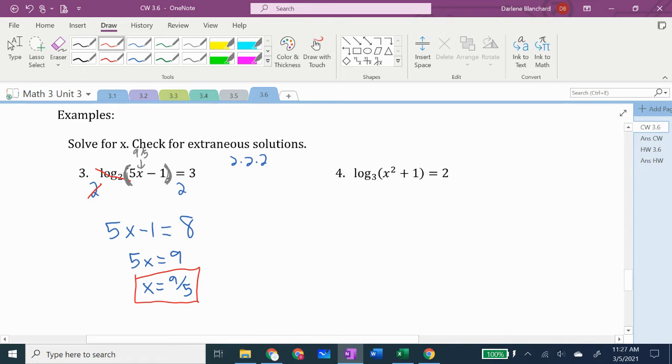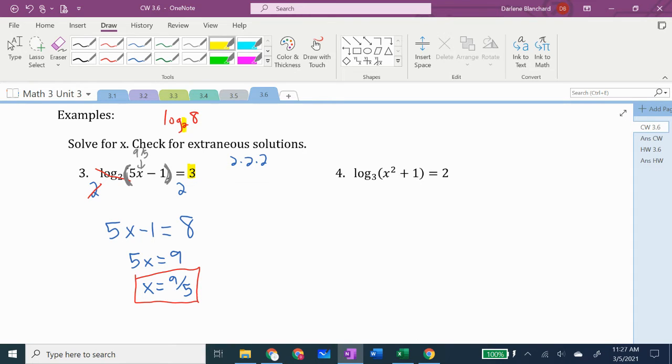And if you take note, log base 2 of 8 is asking 2 to what power is 8, and that would be 3. And that's another way you can double check, did you do everything correctly?